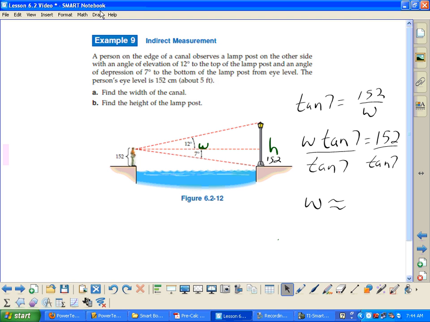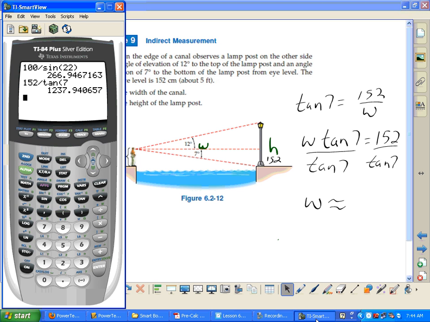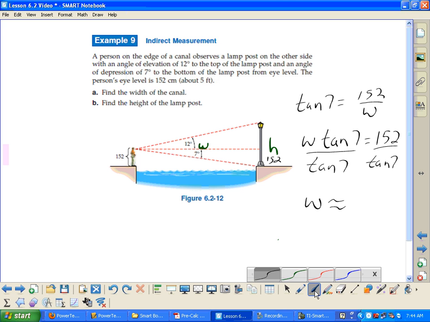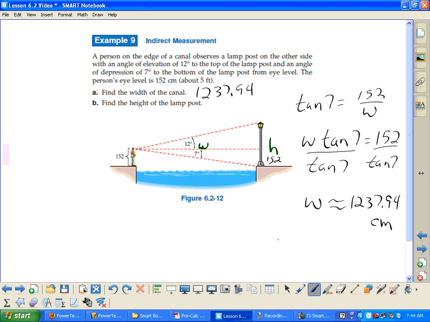Okay, so we're talking about centimeters here. So 1,237.94 is how wide the canal is. All right, so here we go, 1,237.94 centimeters. Okay, and then we need to find the height of the lamp post.